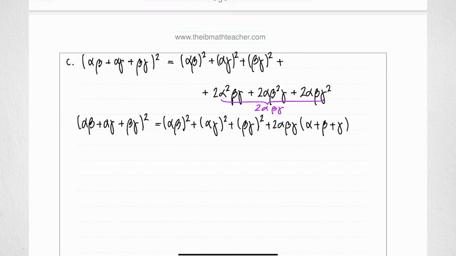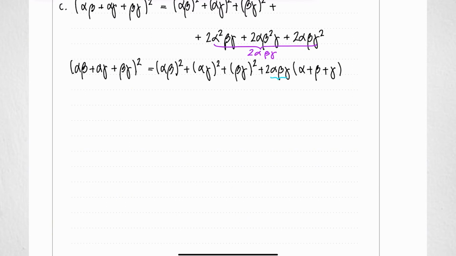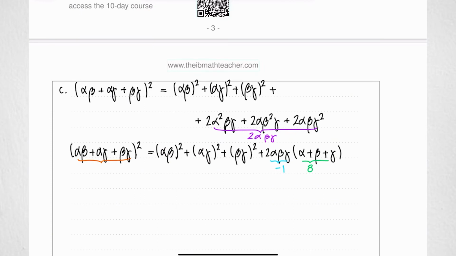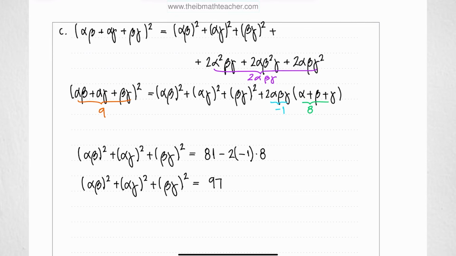And do notice that we have the product of the roots, which is -1. We have the sum, which is +8. We have this product, which is 9, and this is what we want. Therefore, alpha beta squared plus alpha gamma squared plus beta gamma squared is equal to 9 squared, which is 81, minus 2 times -1 times +8, which is equal to 97.